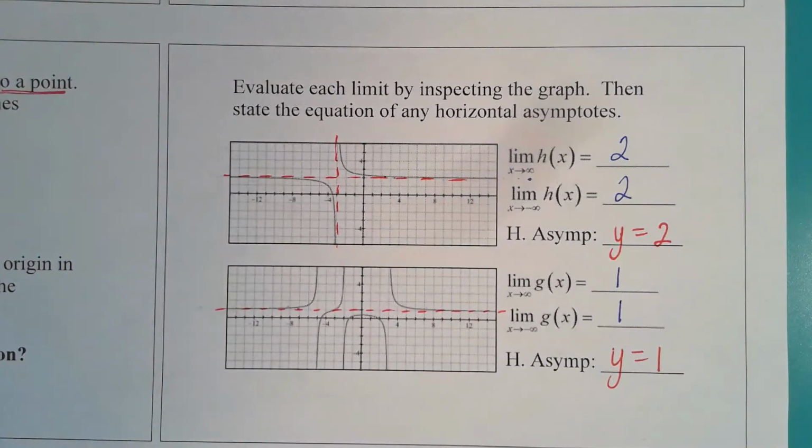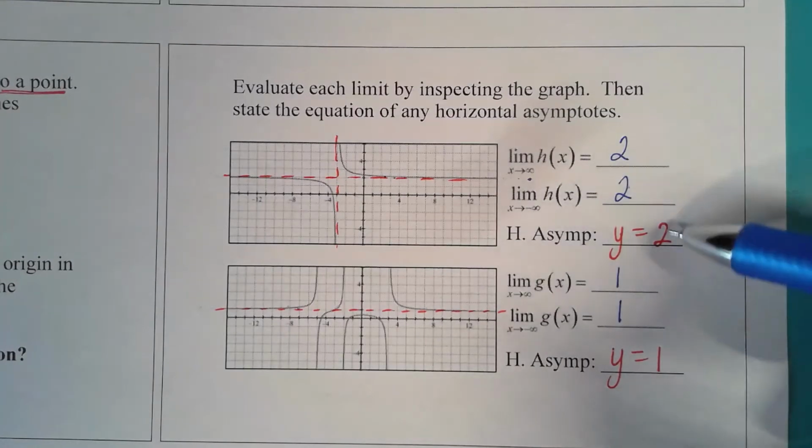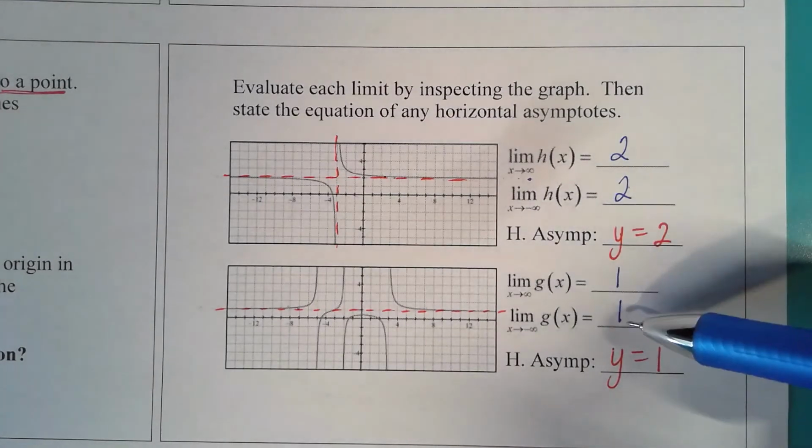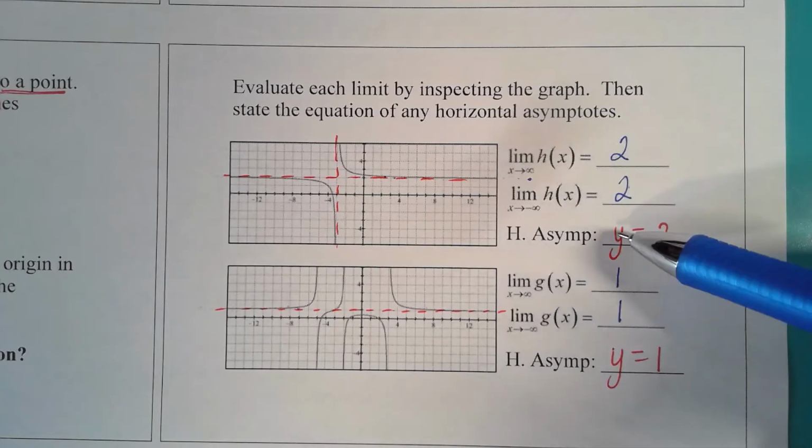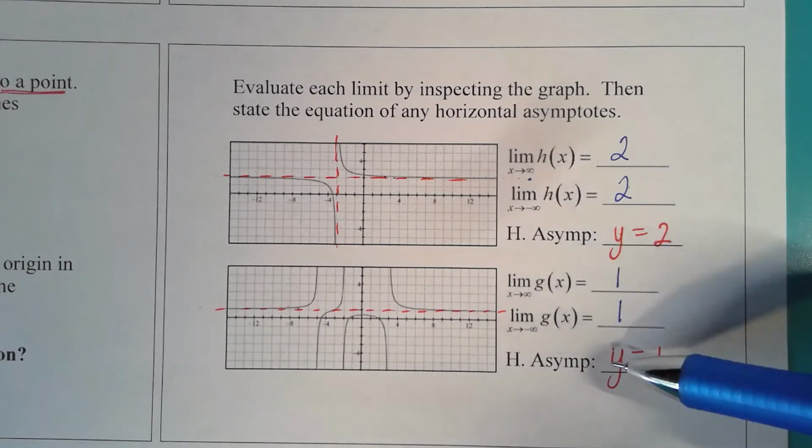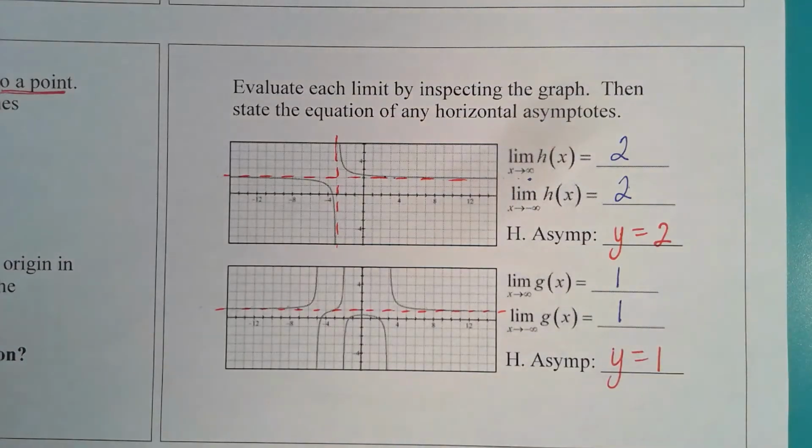That's a definition we talked about last year in pre-calculus. Okay, I want you to notice this. Look at all these things that match: 2, 2, 2, 1, 1, 1. The limit to infinity was 2. The limit to infinity was 1. The horizontal asymptote was 1. That's not a coincidence. Let's flip our notes over.